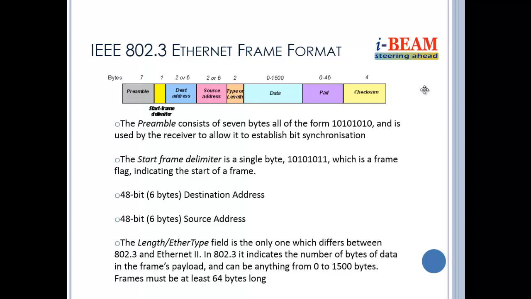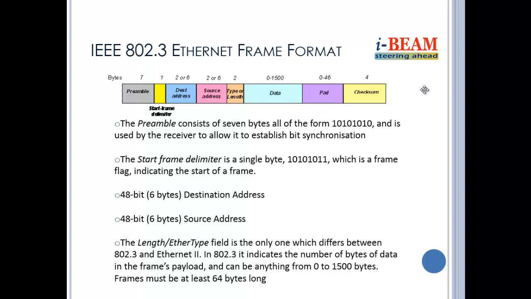So what is the function of the SFD? SFD is the start frame delimiter. It's a single byte, 101010 and then ending with 11. We can know that it is the start of the frame.